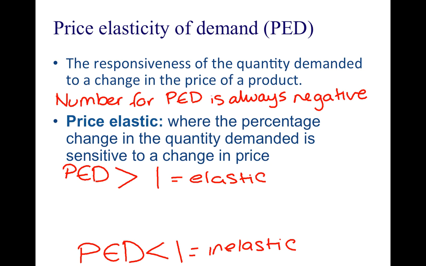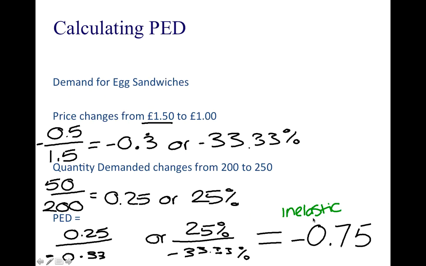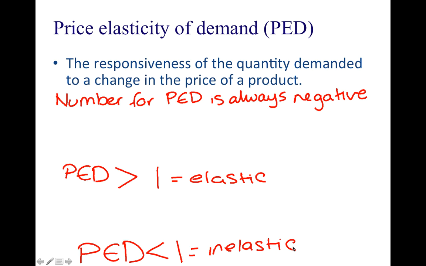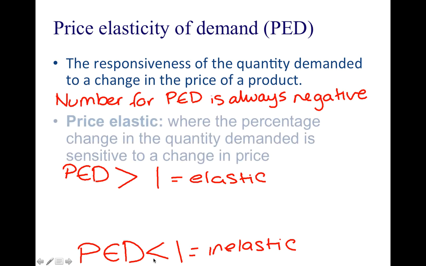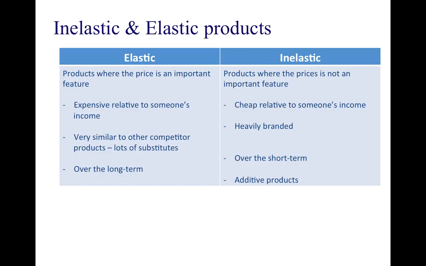So if we go back to this, if the figure that you get starts with an actual number, 1, 2, 3, 4, 5, it's going to be elastic. If it starts with a 0, it's going to be inelastic. And it doesn't matter, as I said before, whether it's negative, because it should always be negative. So if it's above 1, as in it starts with 1 point something, or 2 point something, or 1.9 or 1.8, it's elastic. If it's lower than 1, 0 point something, it's inelastic. That's where a change in the quantity demanded is insensitive to a change in the price.